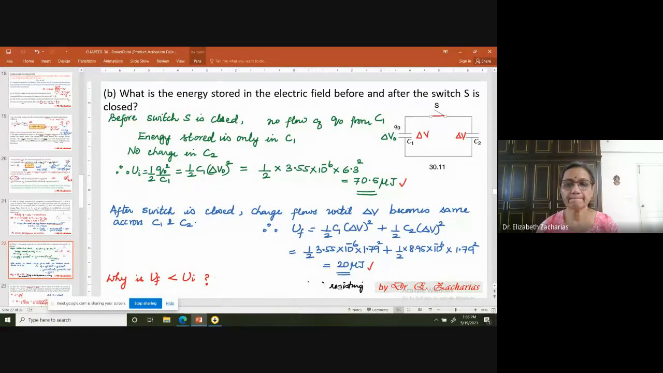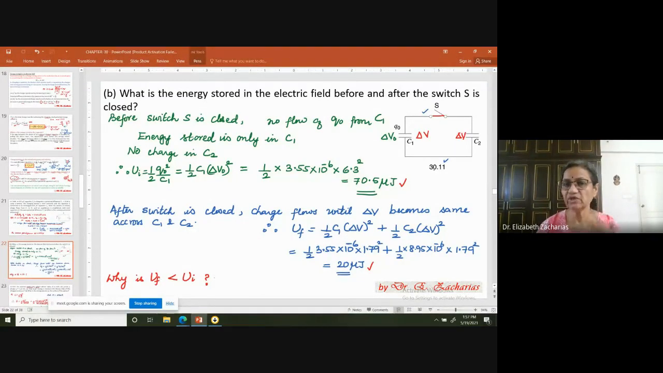Anyone? The final energy is less because in the process of flow of charge, there has been a Joule loss. Joule loss means heating effect. The conductor gets heated. The conductor is this one, the wire. It gets heated. There is some resistance in that.